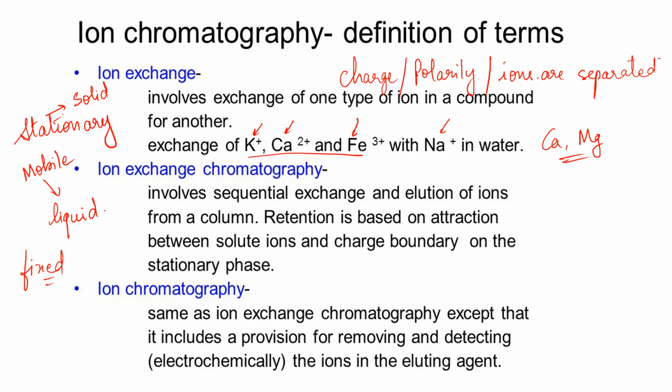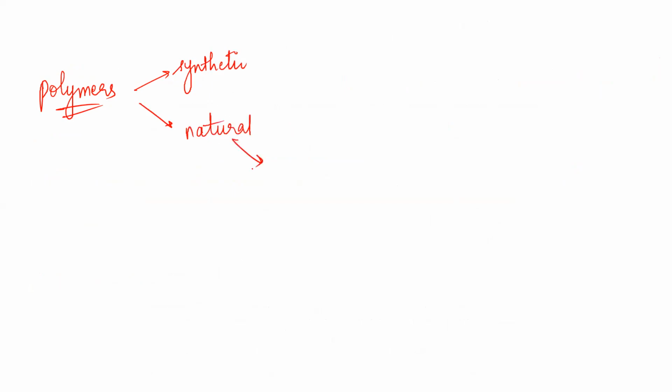Now the stationary phase here is made up of polymers. These polymers can be synthetic and natural polymers also. If you talk about natural polymers, we have starch and cellulose. These are the natural polymers.